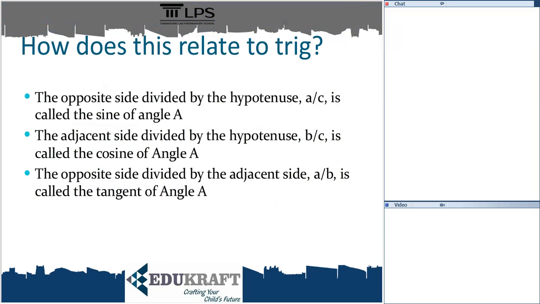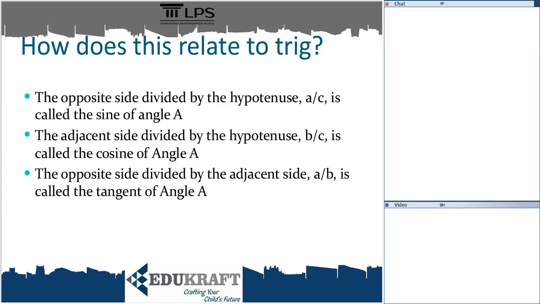Now, how does this relate to trigonometry? In a right angle triangle, the side opposite to the angle that you are taking into consideration, divided by the hypotenuse, is called the sine of the angle. Okay, this is sine of the angle A.